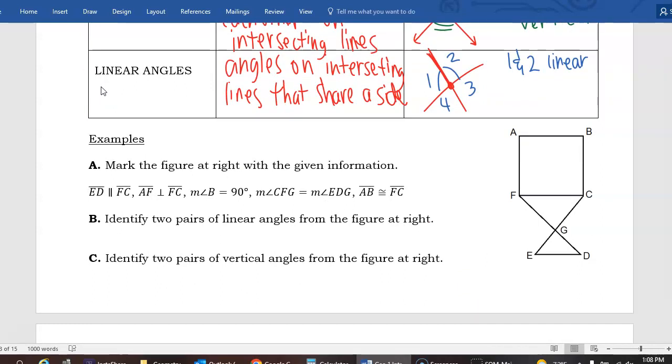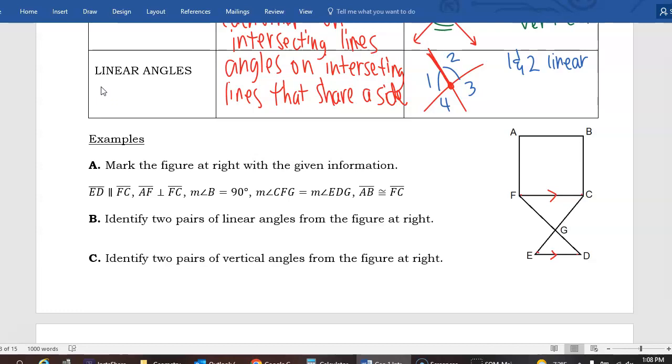Okay, so for our examples, we're going to add some marks and identify some pieces of this shape at the right. So first, we're going to identify ED parallel to FC. So ED, that segment there, parallel to FC, that segment there. To mark lines as parallel, we're going to add little arrows here. The same matching symbol on each.